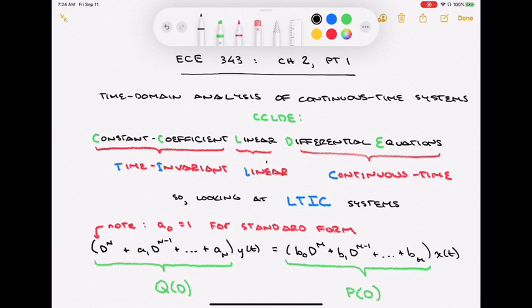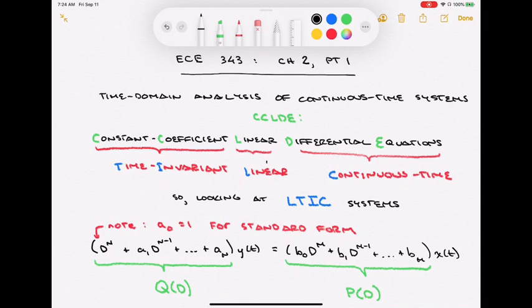It's linearity. And differential equations, because differential equations can only operate on continuous time signals, we recognize that differential equations is appropriate for systems and signals that are continuous time. So when we take a look at continuous time systems as described by constant coefficient linear differential equations, we're really looking at what are called linear time invariant continuous systems. We're going to see this quite a bit, and so we're going to abbreviate that. We're going to call it LTIC systems.